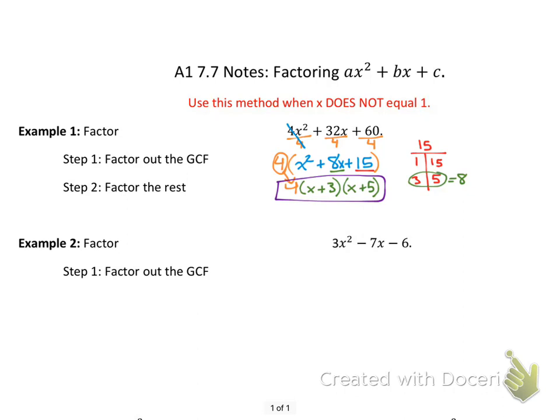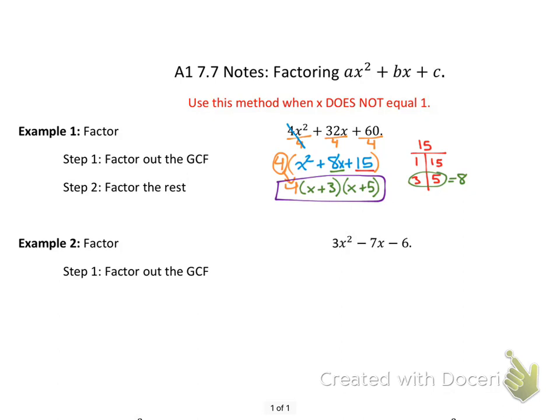So first, we need to see if there is a GCF. 3, 7, and 6 have nothing in common except 1. Well, I'm not going to take 1 out, so I'm going to go ahead and use my new method. My new method is called the cross method. The reason it's called the cross method is because you're going to make a little x underneath your function. So here's how it works.